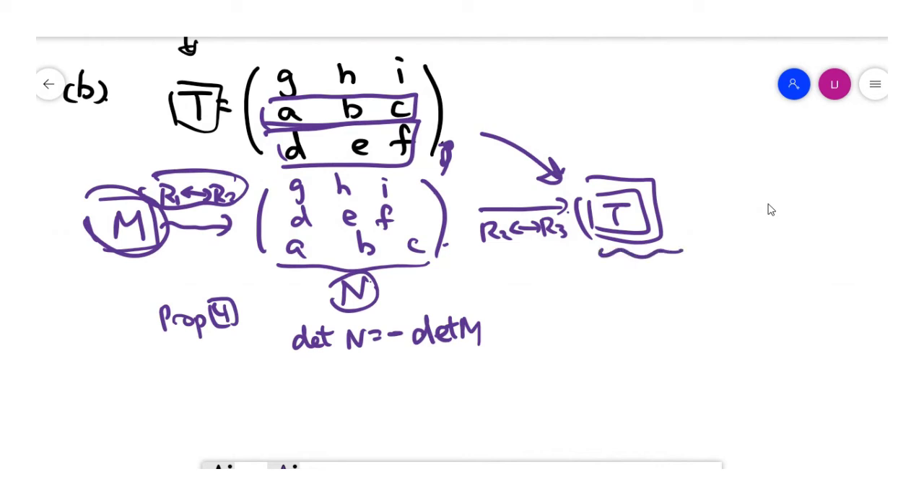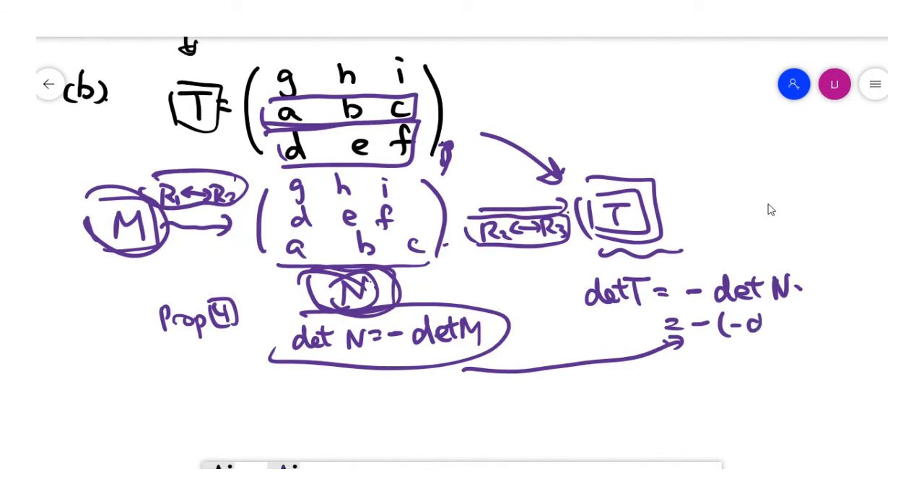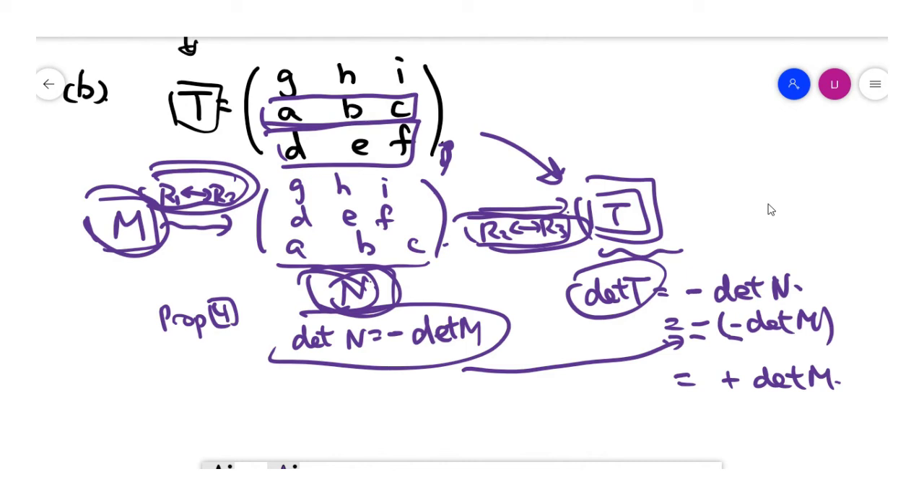And similarly, because we are swapping rows again for the matrix T, determinant T is going to be minus determinant of the matrix in the last step, which is N, and we understand the determinant of N is actually minus determinant M. Basically because you swap rows two times, you're taking minus and then minus again. So it becomes plus again for the determinant M, right? It means actually the determinant of T is exactly the same as determinant of M. After swapping rows two times, you see they are the same.